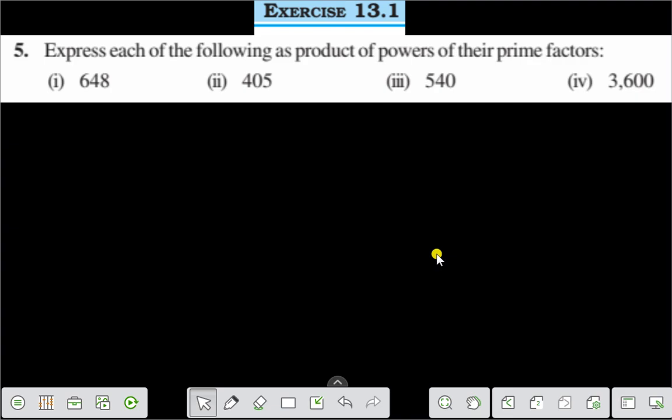Hello everyone, today we shall discuss exercise 13.1 question number 5. Express each of the following as product of powers of their prime factors. Right, let us find.